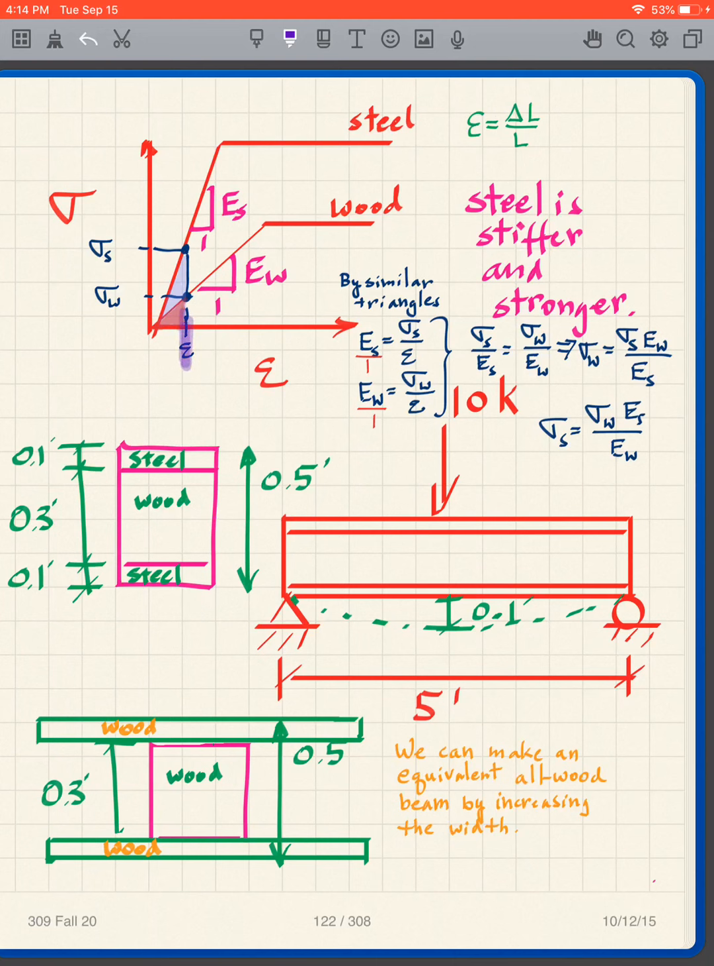If my strain is the same, I'm going to go on my two stress strain curves. What do I see? I see that I have two different stresses. In other words, at this location when this beam bends, the wood has this stress, whereas the steel at the same strain has this stress. So the steel has more stress than the wood. The strain is the same, the stress is different.